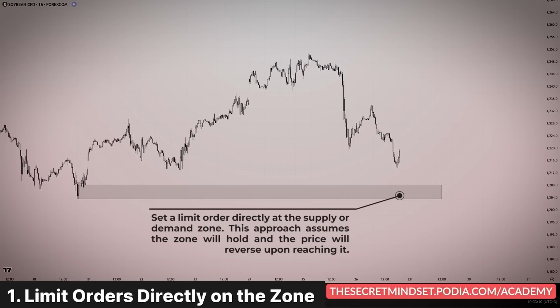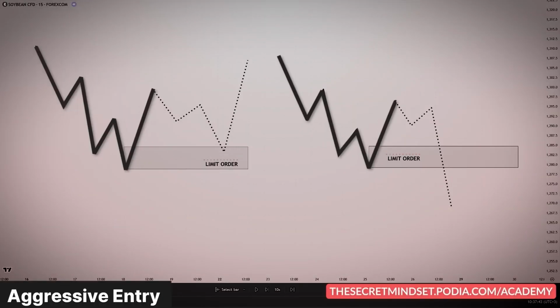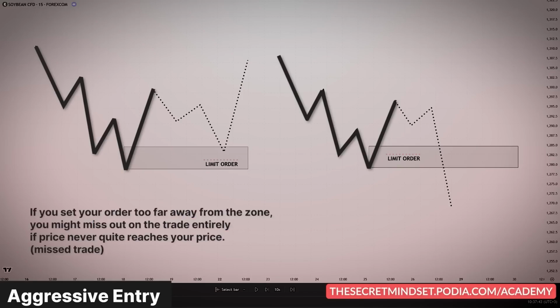This approach assumes that the zone will hold and that price will reverse once it hits your order. However, there are a couple of potential downsides to this aggressive strategy. If you set your order too far away from the zone, you might miss out on the trade entirely if price never quite reaches your price. Or, the second scenario, price might just break through your zone with ease.